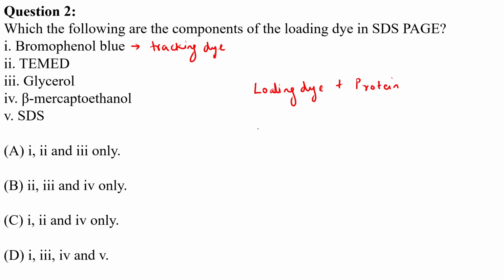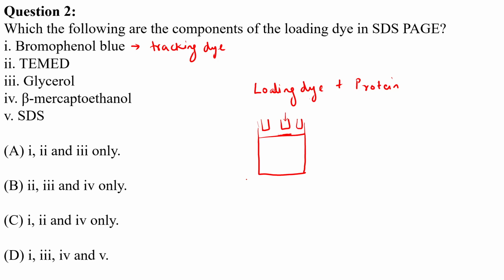So if I have the gel, the vertical gel, and this is the wells part of that. So I have loaded my sample in this well. Okay, this is the stacking gel. Here the samples will be stacked and then start running. But we cannot see the proteins, right?